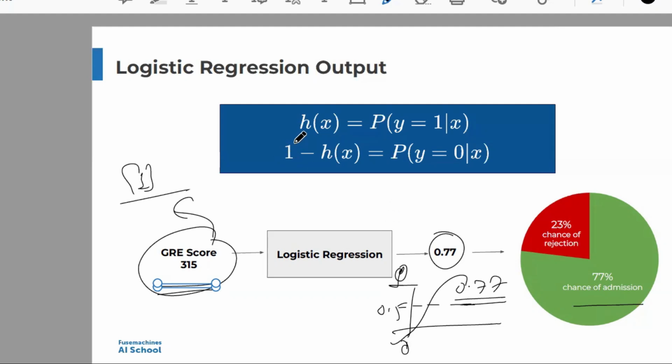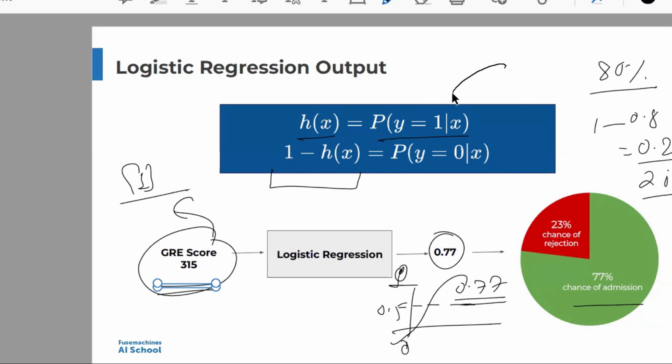So you can see that h of x, which is the output, gives you the probability of 1, and the probability of not being admitted is 1 minus h of x. Let's say the admission chance is 80%, then what is the chance of not being admitted? It's simply 1 minus 0.8, so it's going to give me 0.2, a 20% chance of not being admitted. That is what this equation simply implies.